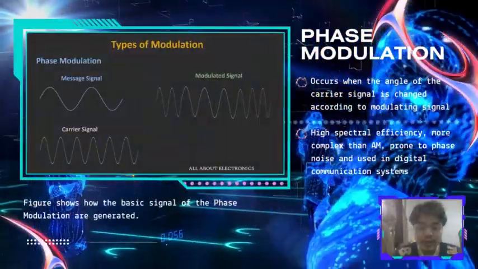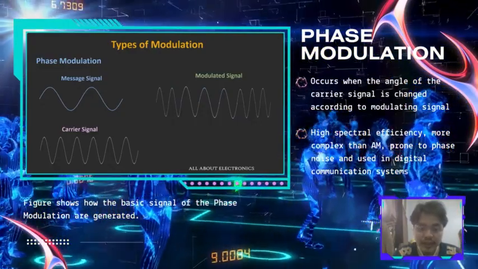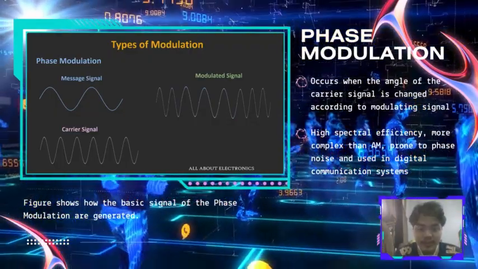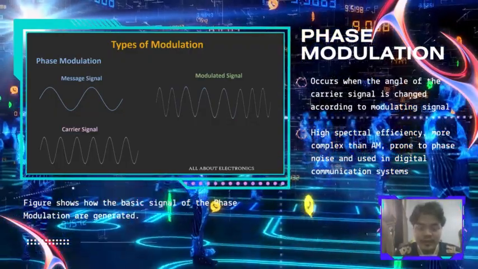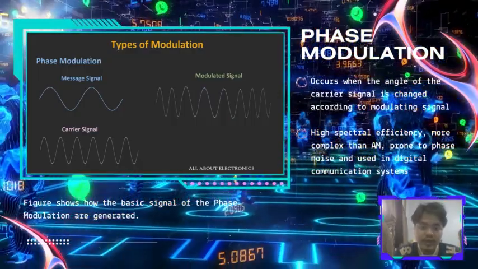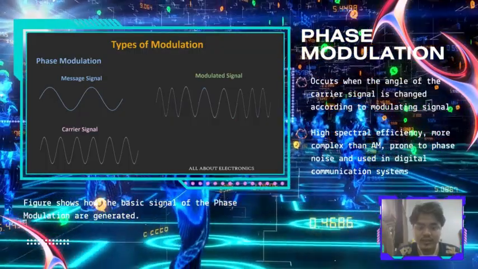Okay, the last one is phase modulation. Phase modulation occurs when the angle of the carrier signal is changed according to the modulating signal. This type of modulation has high spectral efficiency, is more complex than amplitude modulation, is prone to phase noise, and is used in digital communication systems.